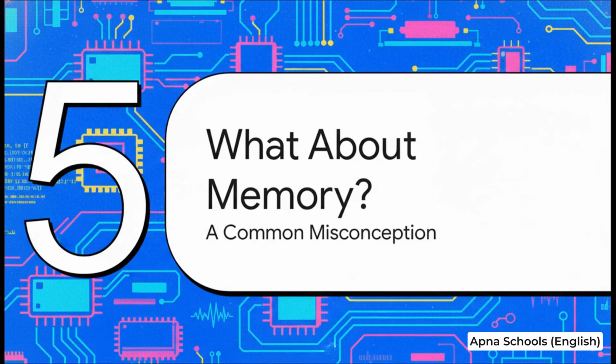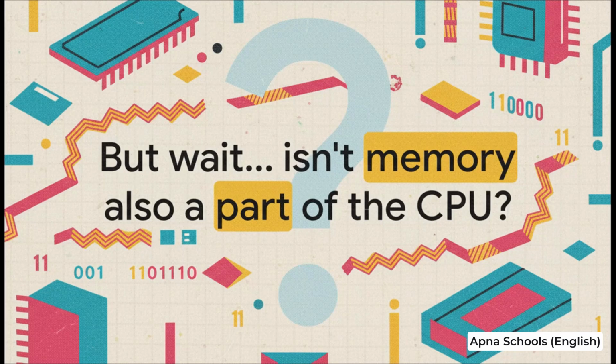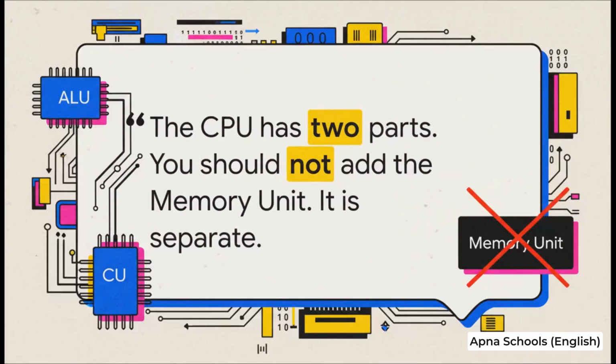Now, there's a really common point of confusion that comes up here, so let's tackle it head on. It's all about memory. You might be thinking, but wait a minute, what about the memory? Isn't RAM, the memory unit, also part of the CPU? And you know what? That's a totally fair question. A lot of people think that. So is it? Well, the answer is a very clear and simple no. Memory is, of course, absolutely crucial for your computer to work, but it's technically a separate component. The CPU itself, it really just has those two main parts we talked about, the ALU and the CU. It's a super common mix-up, but it's a really important distinction to make.